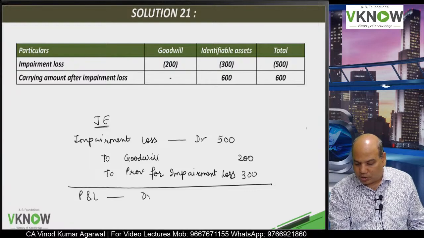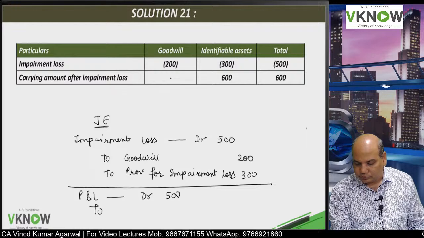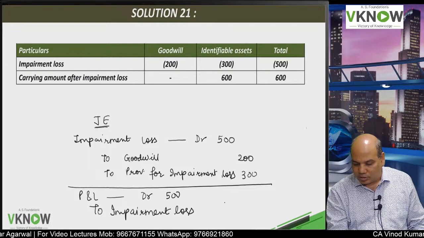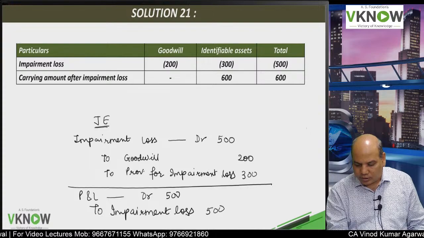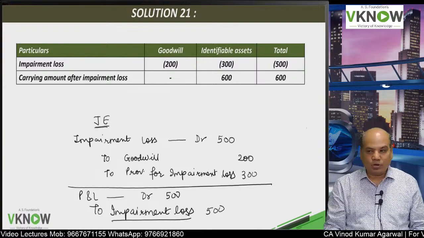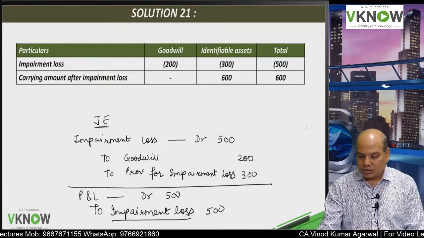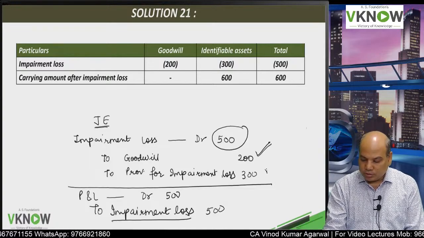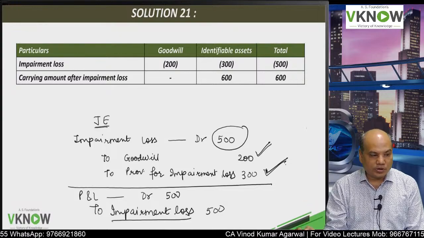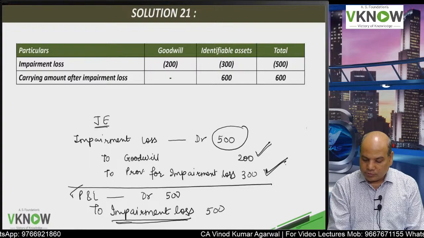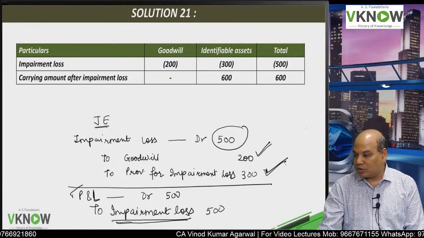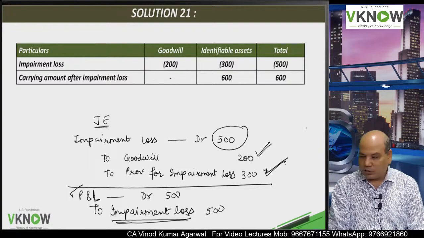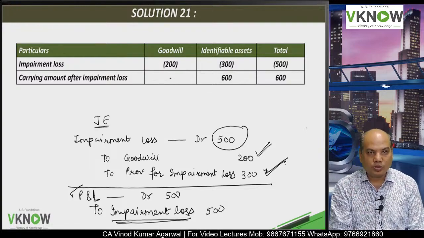And the second entry, P&L account debit 500. Please note it down. To impairment loss 500. Impairment loss will be transferred to P&L account. So with the help of the journal entry, you will understand again that impairment loss will be first used to write off goodwill and then to the assets of the CGU, and impairment loss will be transferred to profit and loss account. Is this right? So today we'll stop here. We'll continue tomorrow. Thank you very much.